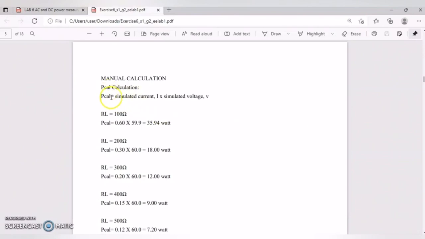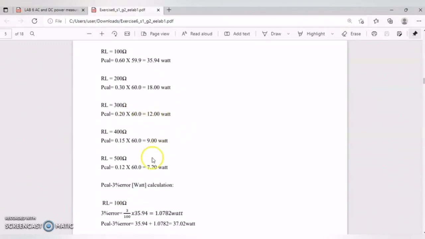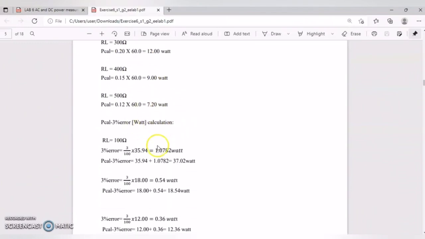So P calculation is simulated current times simulated voltage. For the first, we go with RL equal to 100, P ical is 0.60 times 59.9, equal to 35.64 watt. So we move to the second RL, third, fourth, and fifth.